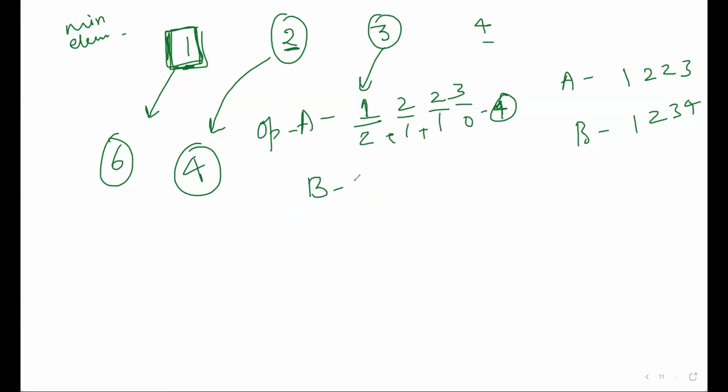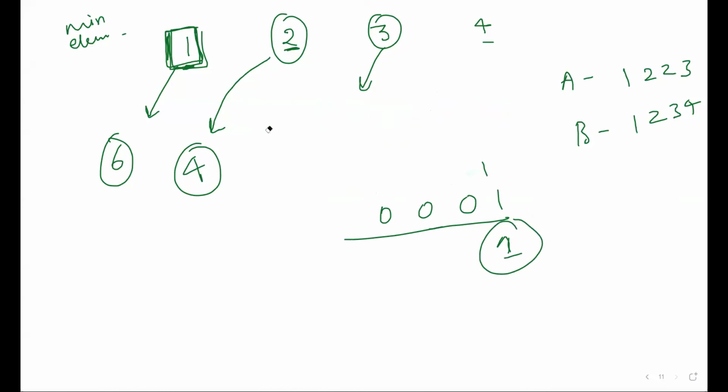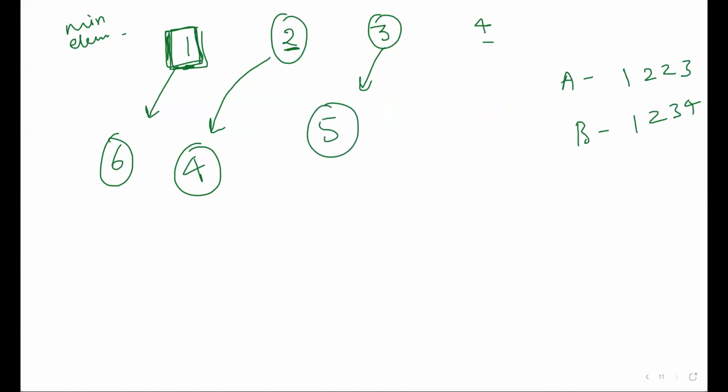In array B, how many operations do I need to perform? Do I need to perform any operation here? No. It is 1. So the total number of operations is 1 plus 4, which is 5. If I want my minimum element to be 3, and so on, you will check for every other value between 1, which is nothing but the minimum of A, till 4, which is nothing but the maximum of B.